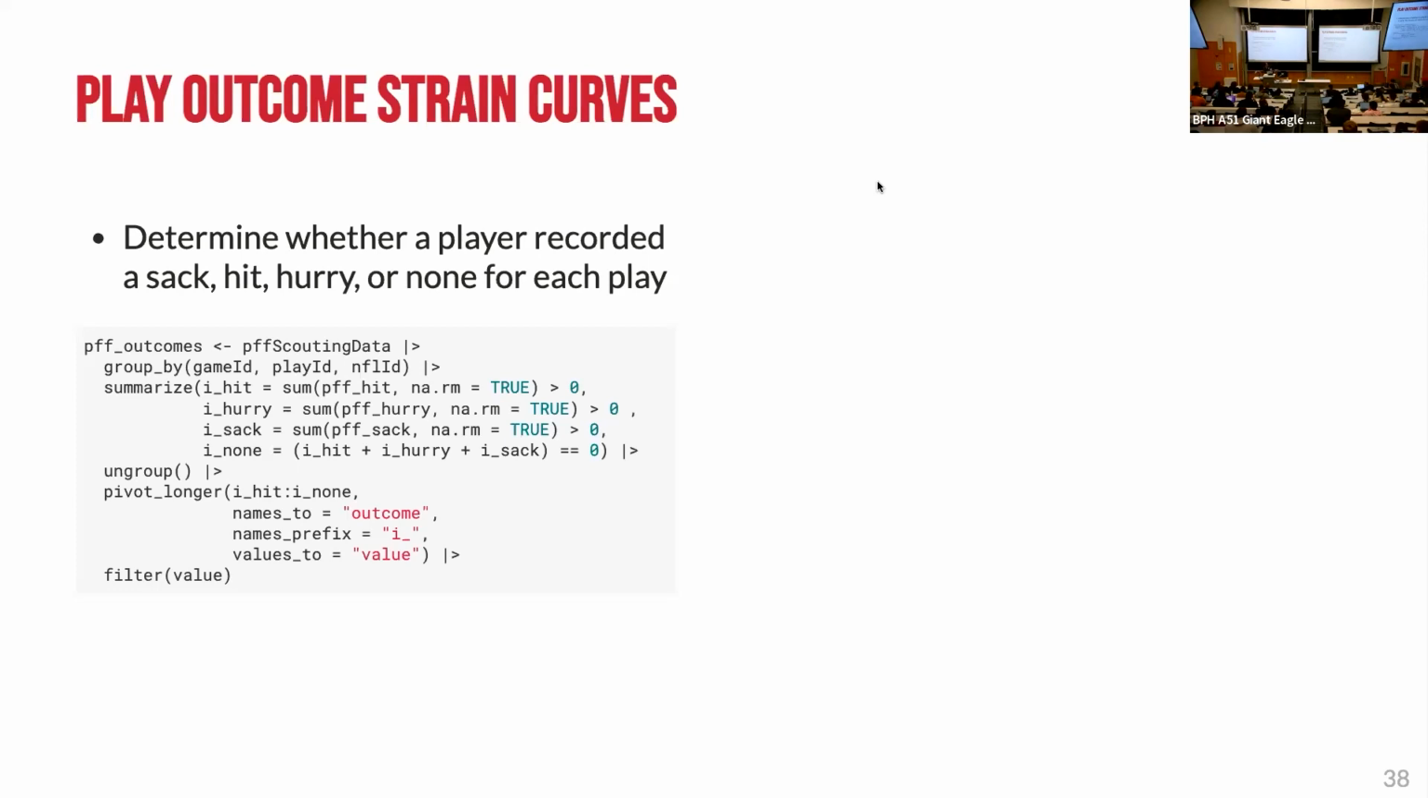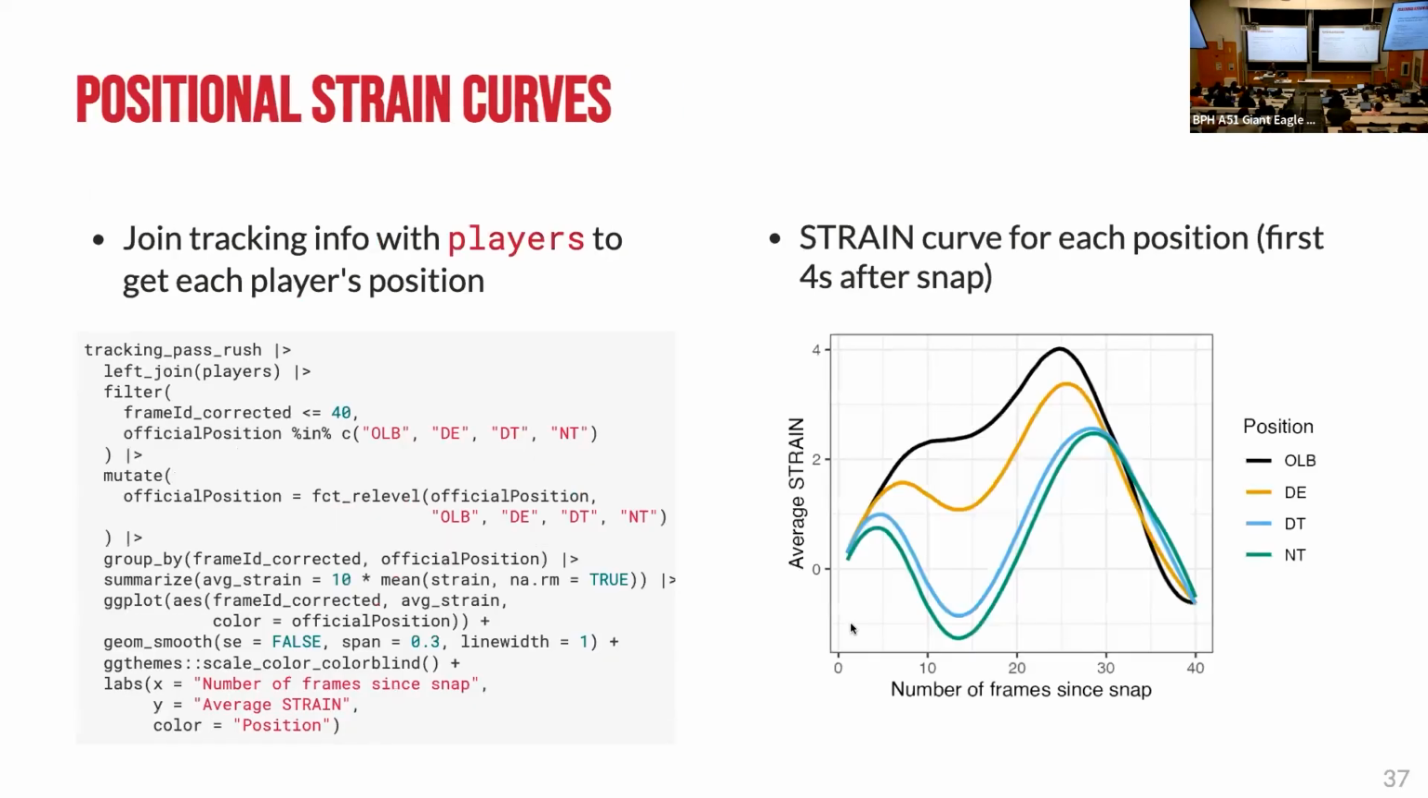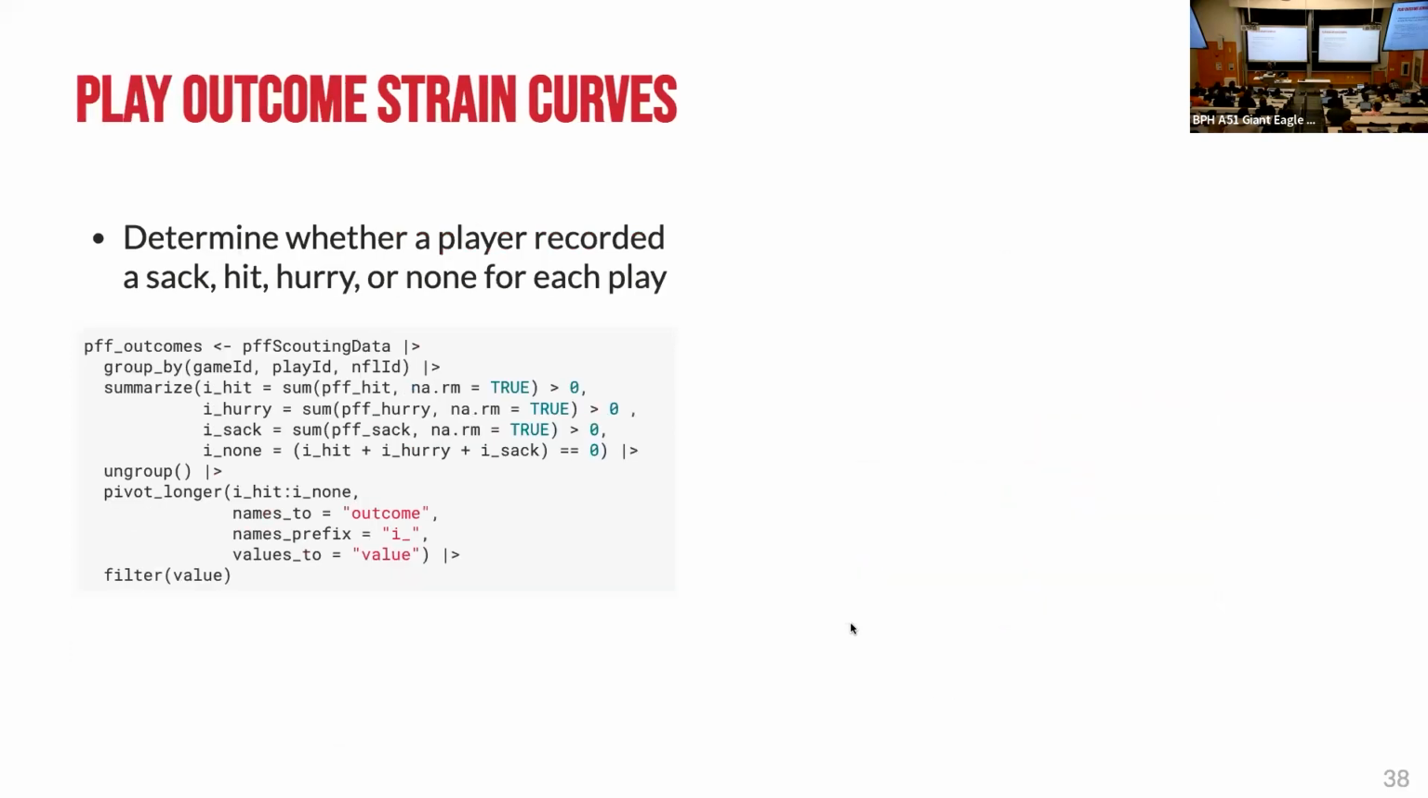So here, what I did was I first determined whether a player recorded a sack, hit, or hurry, or none for each play. We could utilize the PFF annotation data to achieve this, where for each player within a game, we can quickly summarize whether or not they recorded any of these outcomes. Then we can literally just use the same code as earlier, but we just need to join the outcome table to it and add an extra faceted layer for the outcome, so that we can see not just one big plot for the overall strain curve across all positions, but this same curve broken down by the play outcome. So again, sack, hit, hurry, none of those.